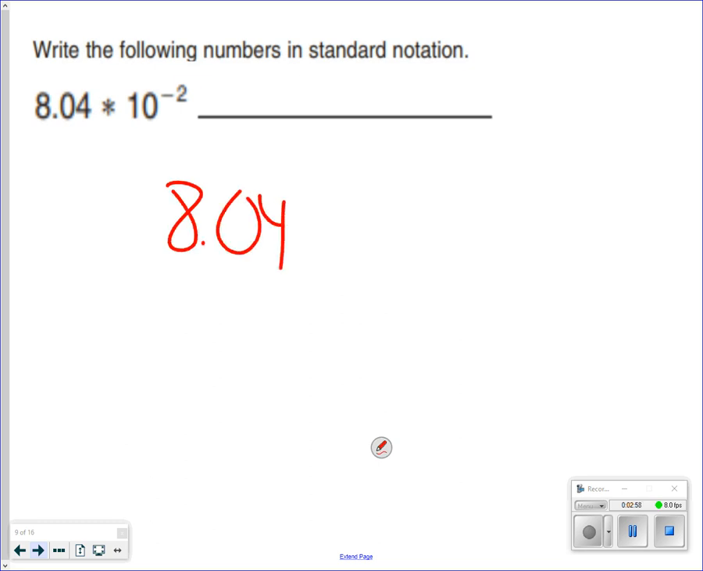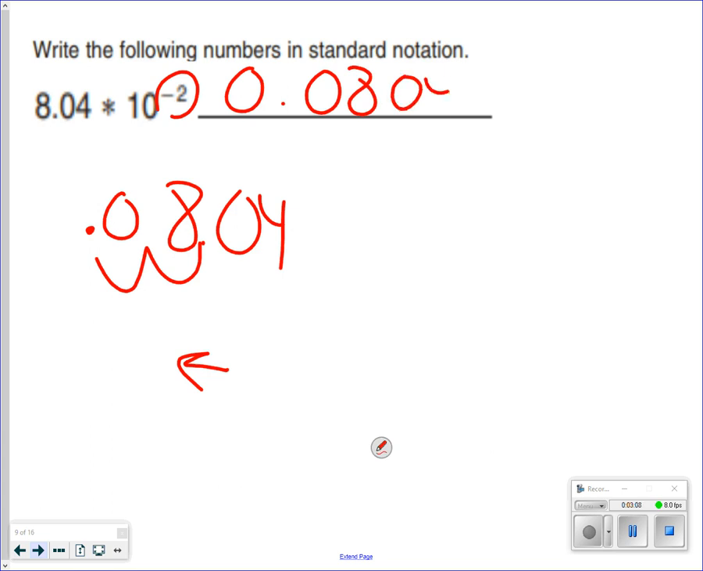8.04. I have a negative 2 here, so I'm moving it this way 2 spots. 1, 2. New decimal goes here. 0.0804. There's my answer.